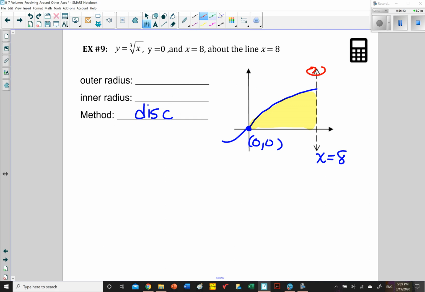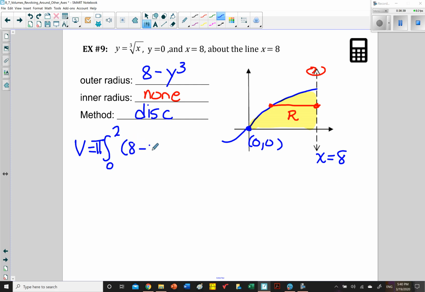And we said it's a disk because it's only got one radius, capital R. So there's none here. And we have 8 minus, let's see, y cubed, because we solved for x in terms of y. And the volume goes from 0 to 2, 8 minus y cubed, quantity squared, dy.